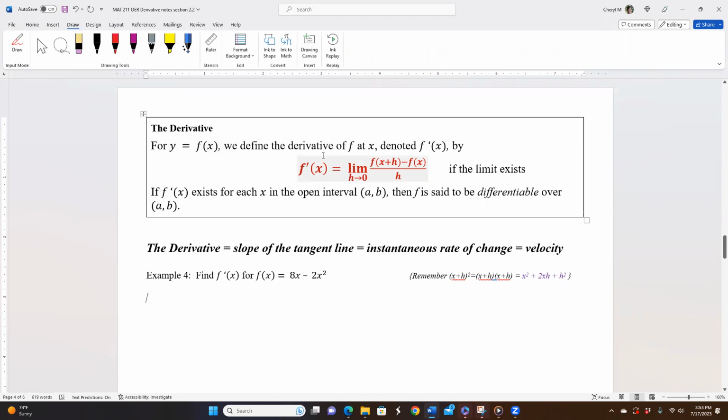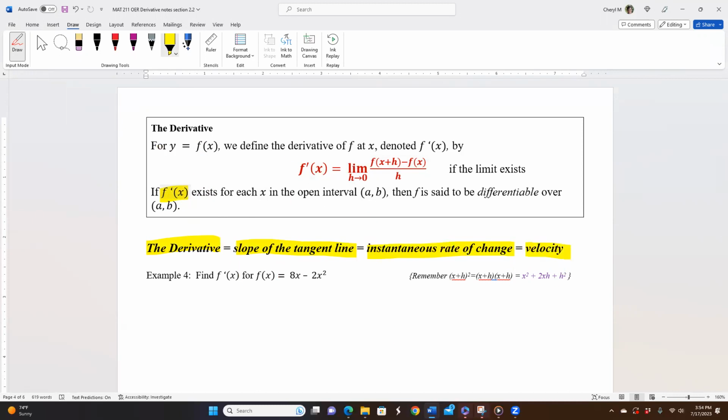That notation means we're taking the derivative, and it's the limit as h approaches 0 of f of x plus some value h minus f of x over h, if the limit exists. Now, if f prime of x exists for each x in the open interval a to b, then f is said to be differentiable over ab. The derivative, f prime of x, is equal to the slope of the tangent line at some point. It's also called the instantaneous rate of change, and it's also called the velocity.